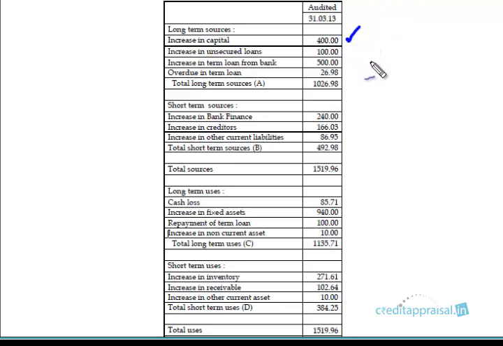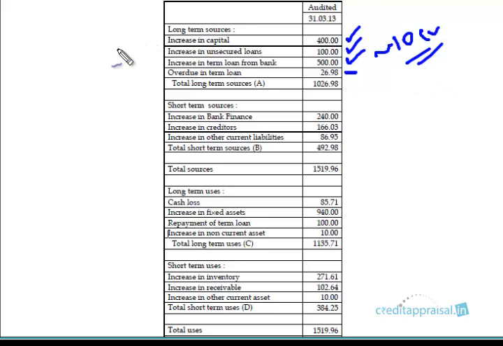The promoters have brought in 4 crores that we have already seen. Moreover, there is an unsecured loans of 100 lakhs, so that is also brought in. Bank has sanctioned 5 crores, yes. So the total long-term sources is around 10 crores. Add up all this, you'll get 10 crores. There's an item called overdue term loan that we'll see shortly, but around 10 crores is the total long-term sources brought in. Long-term sources are promoters and term loans, okay. Promoters, unsecured loans, and term loans. So all put together have brought in 10 crores.